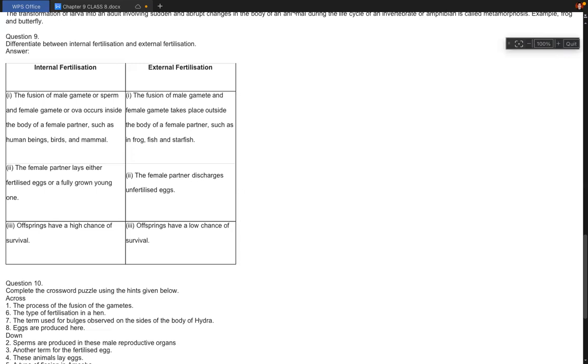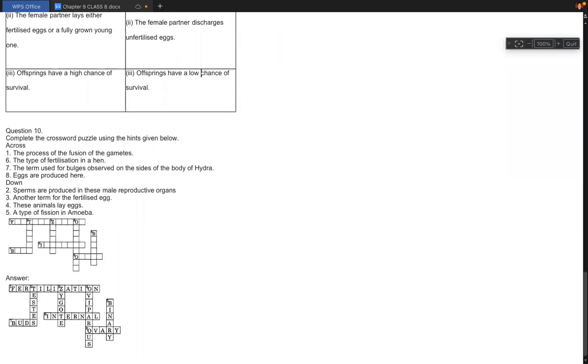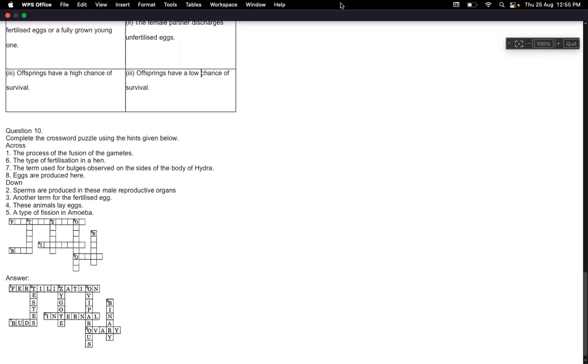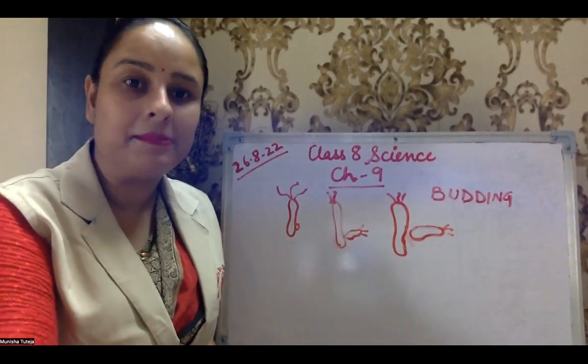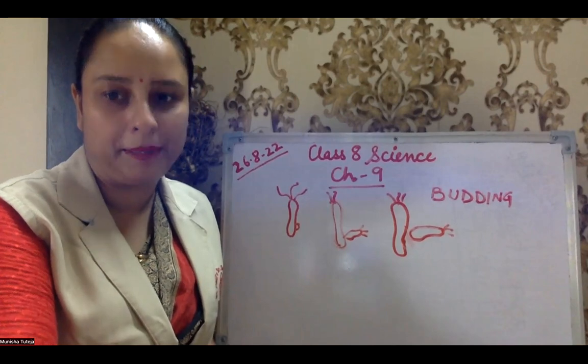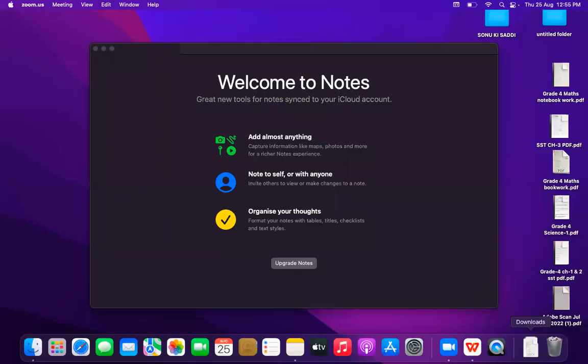Okay. Next, I have the crossword. This is an interesting crossword. I'm giving you the answers, but I want you all to try this on your own. The answers are given. You can take the screenshot, but I'm telling you, please try to do it on your own. Along with that, you will also draw a few more diagrams, which I am going to share with you now. Those diagrams need to be drawn in your copy, along with these answers.